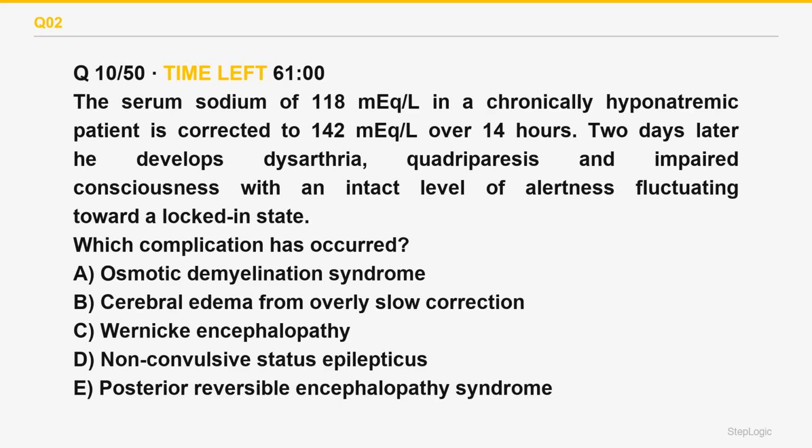Which complication has occurred? The serum sodium of 108 milliequivalents per liter in a chronically hyponatremic patient is corrected to 132 milliequivalents per liter over 14 hours. Two days later, he develops dysarthria, quadriparesis, and impaired consciousness, with an intact level of alertness fluctuating toward a locked-in state.